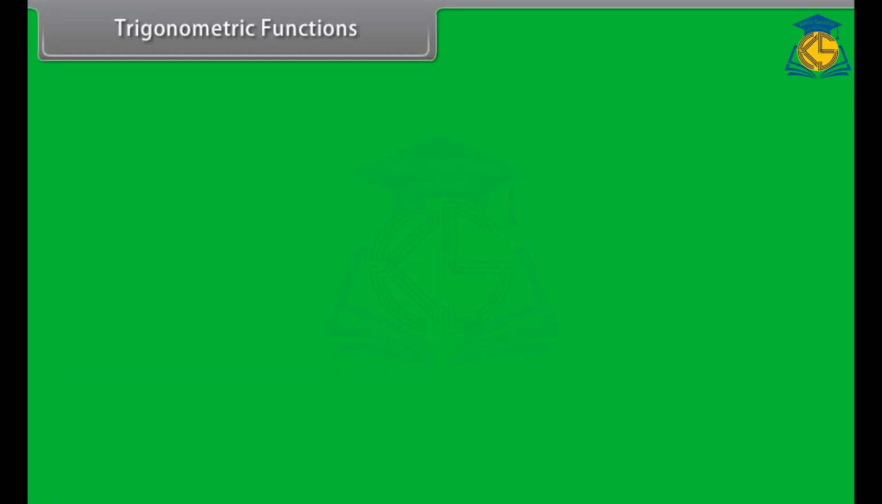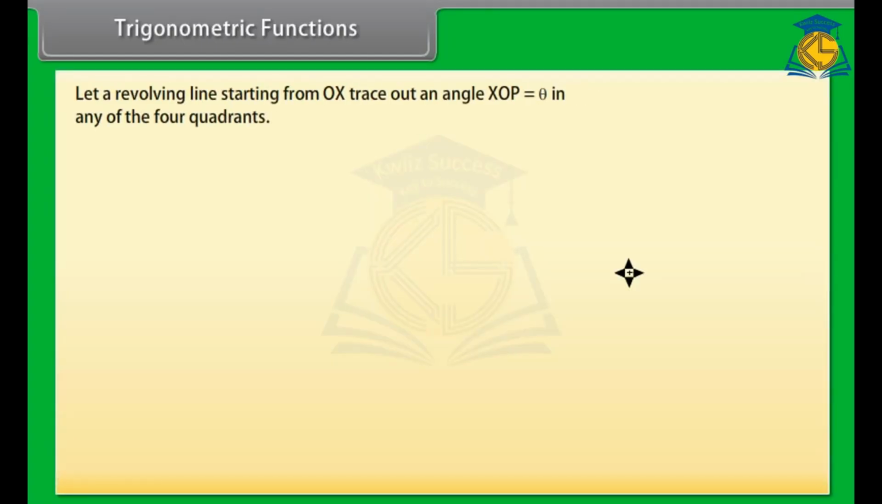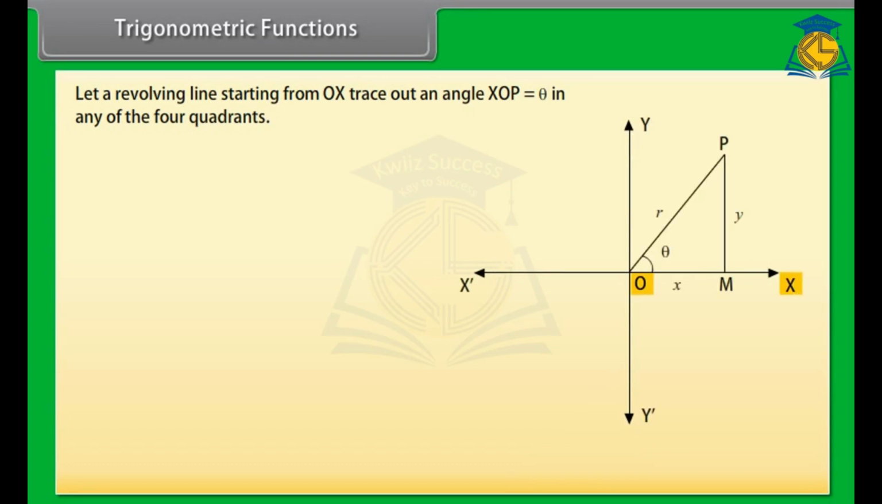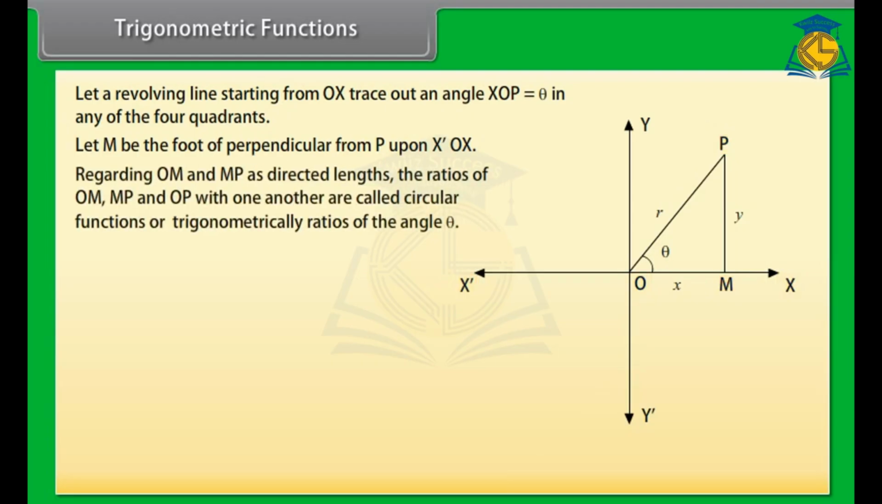Trigonometric functions. Let a revolving line starting from OX trace out an angle XOP equal to theta in any of the 4 quadrants. Let M be the foot of the perpendicular from P upon X'OX, regarding OM and MP as directed lengths.